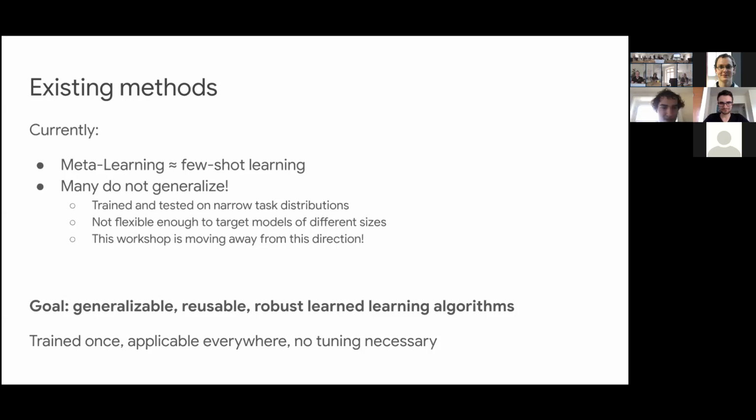It's been my goal in this work to create generalizable, reusable, and robust learning algorithms. I want these things to be trained once, and then applicable everywhere. And applicable everywhere in that you don't need to even do any tuning. You just train something and then apply it wherever you want, and you'll get learning.